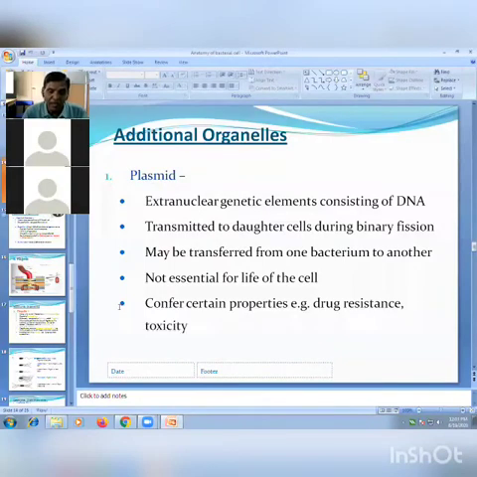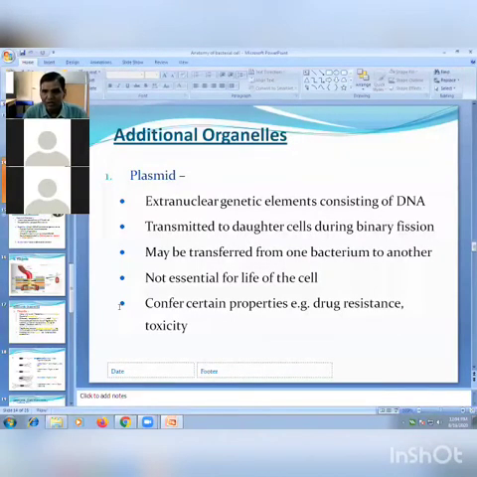In a few bacteria, a plasmid is present, and another name for plasmid is episome. Episome or plasmid is one and the same. These are extra nuclear genetic elements consisting of DNA. Other than the regular DNA, extra genetic material is present, and that is called plasmid or episome.